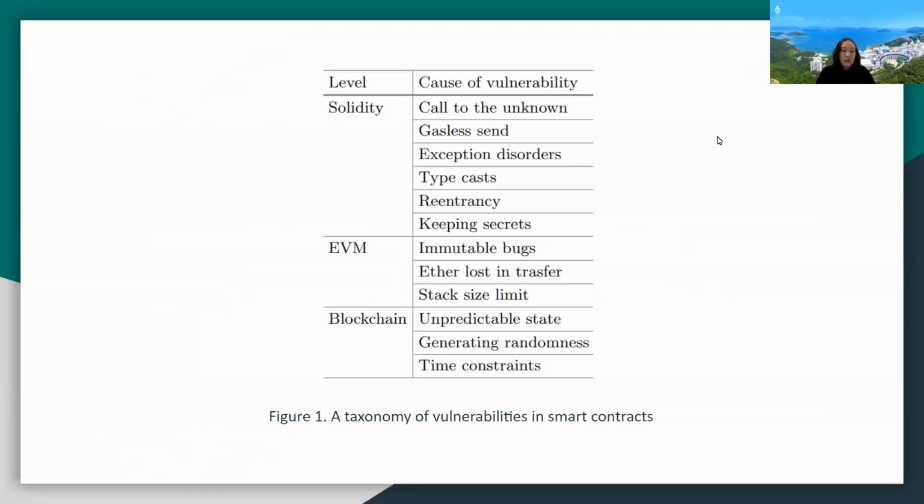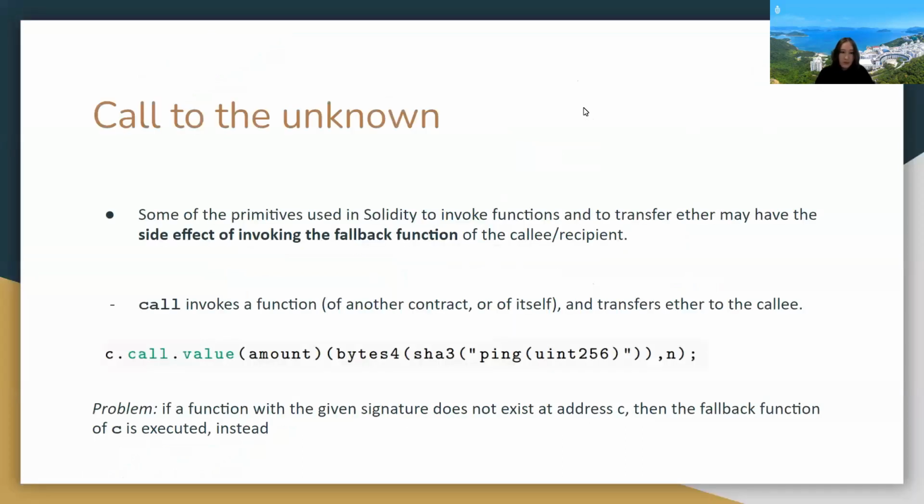The paper classifies the vulnerabilities into three different levels: the Solidity level, the EVM level, and the blockchain level. We'll go through all of the vulnerabilities one by one. So let's start from the Solidity level and the call to the unknown.